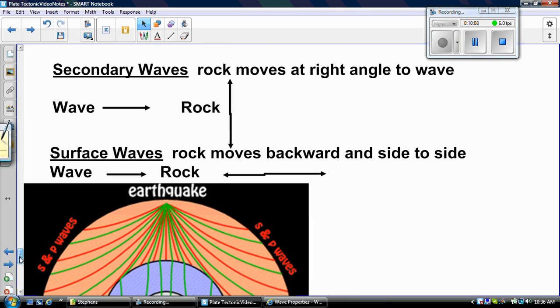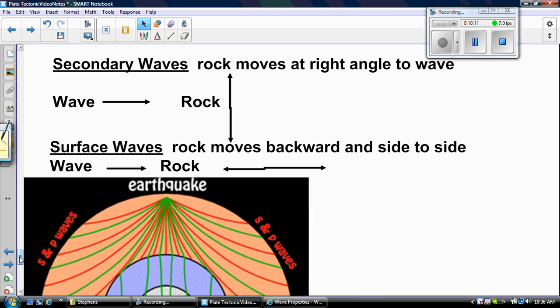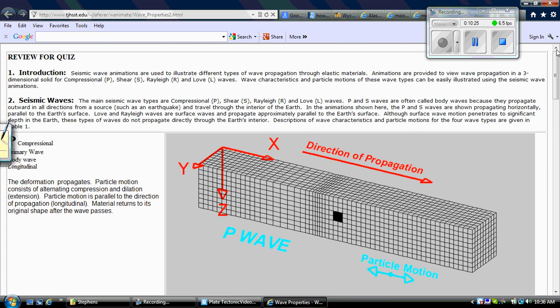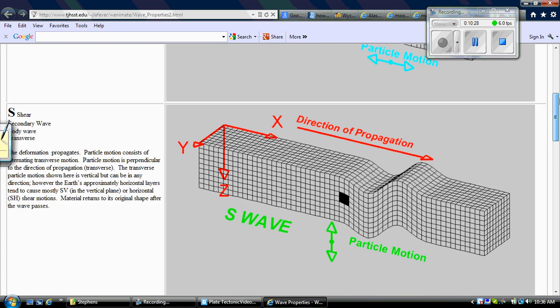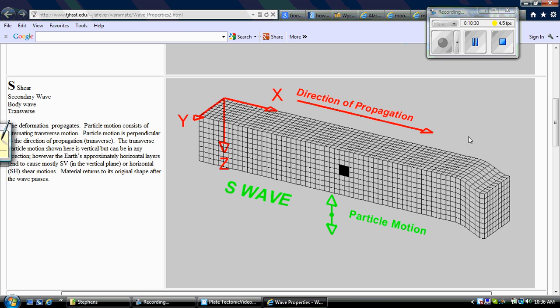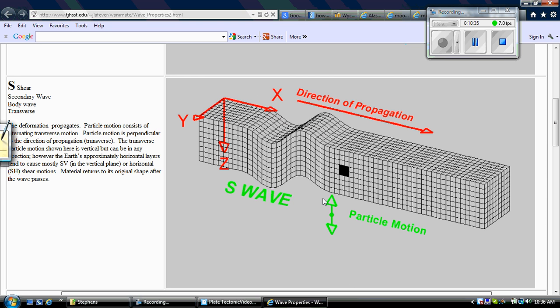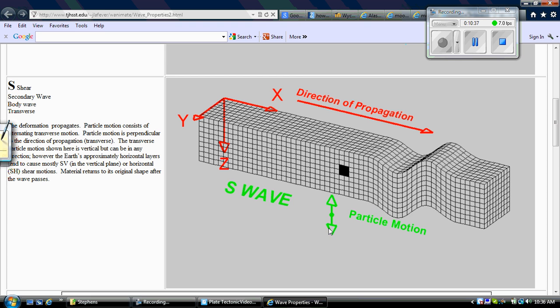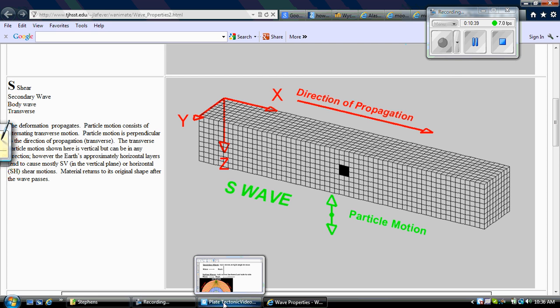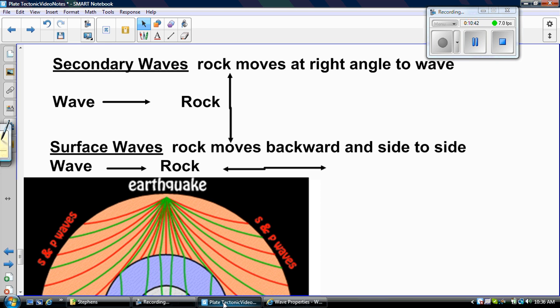Secondary waves, the rock moves at right angles to the wave. So if the wave is moving this direction, the rock is going to be moving up or down and creating a right angle to the wave. Okay, if we go back to our link, let me find, maybe it's on this website. Same website. Yeah, here it is. So, direction of the wave is going this way. The rock is moving up and down at right angles to the wave. So that's a secondary wave.